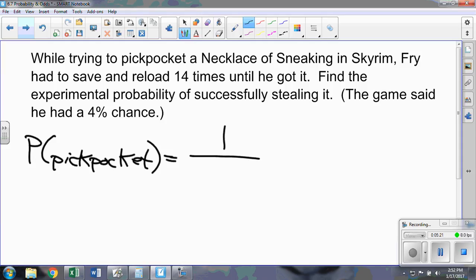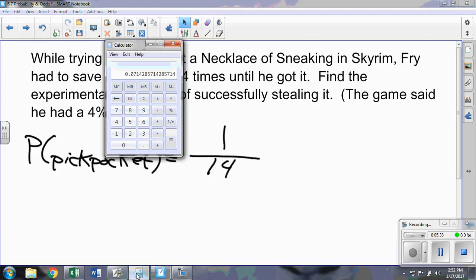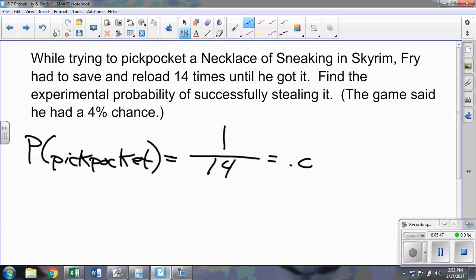Just the one. I didn't reload it after I successfully stole from this lady. But then it took me 14 trials to get there. And of course we know we'd actually be able to take this stuff and turn it into a decimal or a percent simply by taking 1 divided by 14. And it's 0.071. So that's a 7.1% probability based on my experiment, when the game said I had a 4% chance. So kind of an indicator that I got lucky and managed to get it quicker than we'd expect.